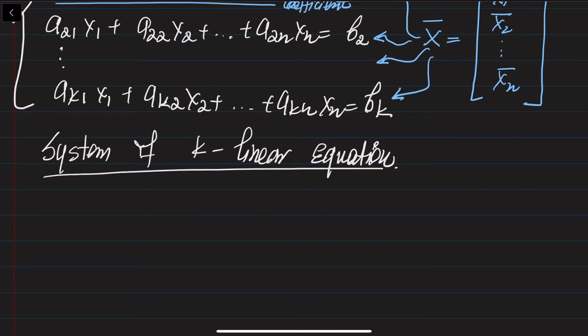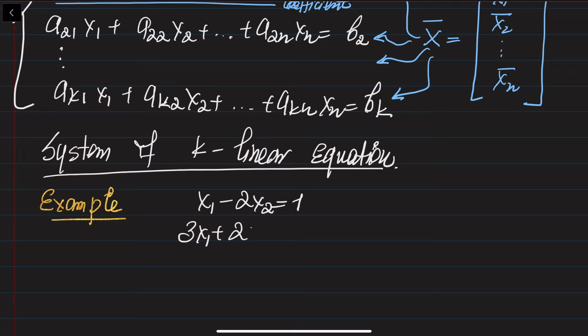So let's try to do an example and try to understand what a solution vector of a system of linear equations means. So we are going to talk about a system of two linear equations with two variables. Let's say a system of linear equations is given as x1 minus 2x2 is equal to 1, 3x1 plus 2x2 is equal to 11. So this is a system of two linear equations, and the solution vector to the system is going to be equal to 3 and 1.